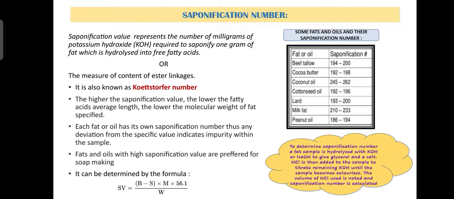It is also named as Koettstorfer number after the German chemist of the 19th century, Koettstorfer. The higher the saponification value, the lower the fatty acid's average length, the lower the molecular weight of the fat specified. Thus, we can say that saponification number also tells about the average length of the fatty acid and molecular weight of the fat specified.